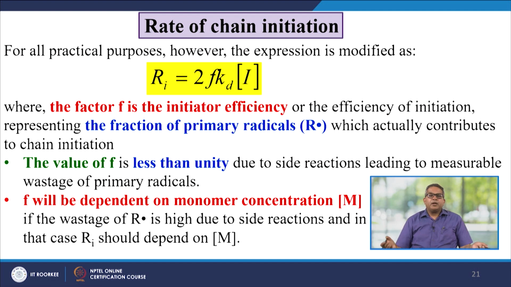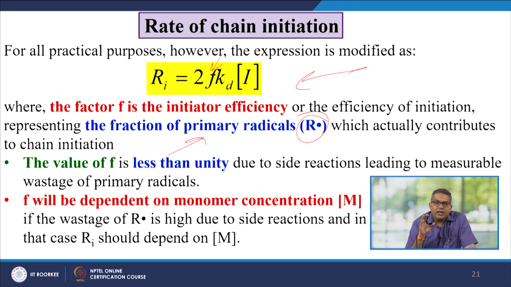Now, for all practical purposes, however, the expression is modified as Ri = 2fkd[I], where the factor f is the initiator efficiency, or the efficiency of the initiation. This is represented by the fraction of primary radicals which actually contribute to the chain initiation. So, the value of f is less than unity due to the side reactions leading to the measurable wastage of primary radicals. Now, f will be dependent on the monomer concentration [M].